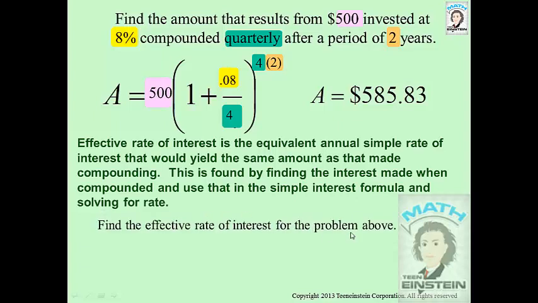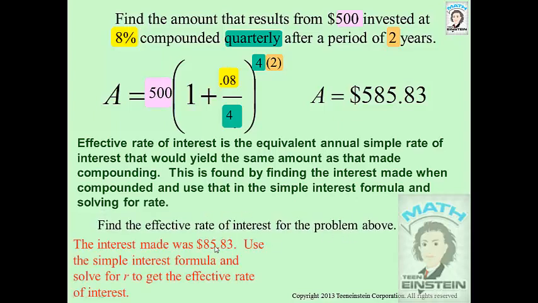To find the effective rate of interest, meaning how much interest you received, $85.83, use the simple interest formula and solve for R. PRT, T is 2, P is 500, the interest is 85.83. So you get R equal to 8.583%. The effective interest rate is 8.583% because quarterly the interest is paid. Every quarter, every 3 months, the interest is added to the principal. So then the interest is increased.